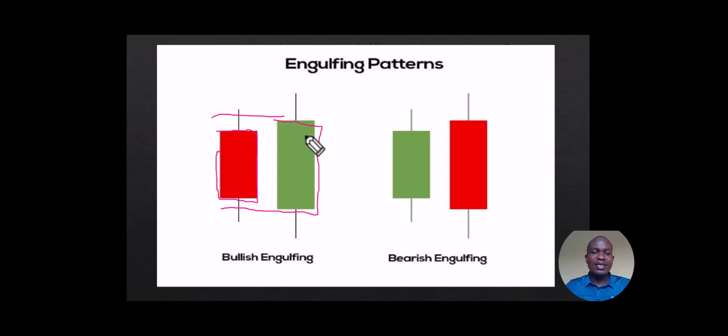So this green engulfs the red, so that's what we call the bullish engulfing. Also, we have the bearish engulfing, whereby the red engulfs the green. So this also is an indication that tells us that the bulls are taking over in this place, and also the bears are taking over in this place. So at this point, if it's found at the right location, then take action.